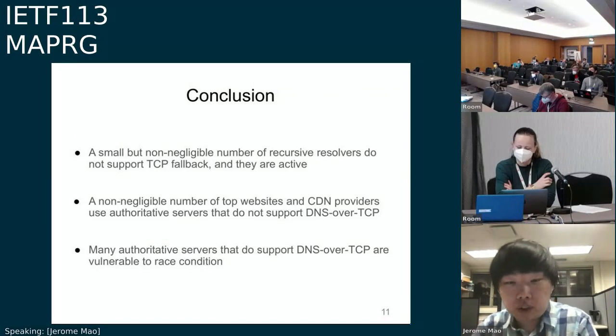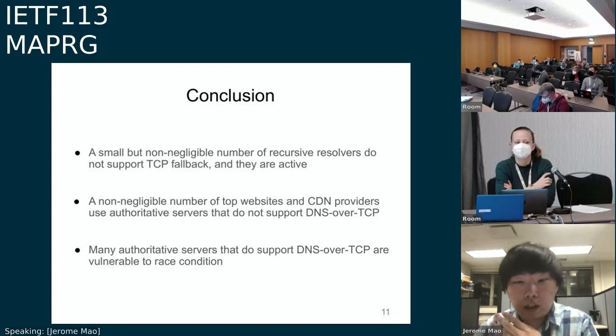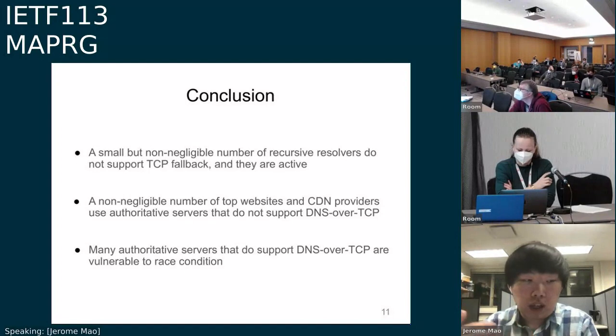Right, so here's the conclusion for today's talk. First of all, on the recursive resolver side, a small but non-negligible number of resolvers do not support TCP fallback, and they are very active, so they are at risk of not being able to receive very large DNS messages.